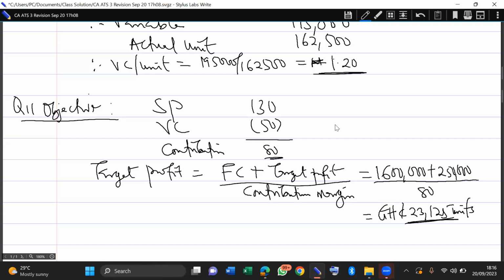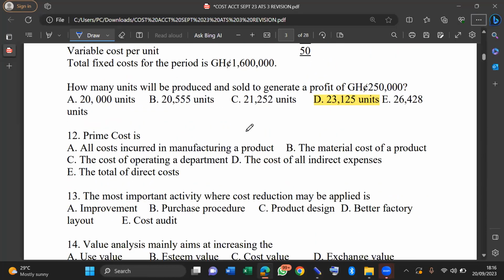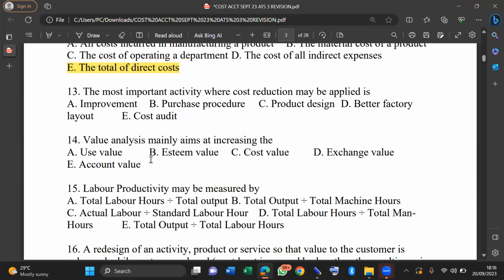If it is okay, a prime cost is what? A, all costs incurred in manufacturing of a product. B, C, D, E, the total direct cost. The most important activity where cost reduction may be applied is dash. What is your sure bet?